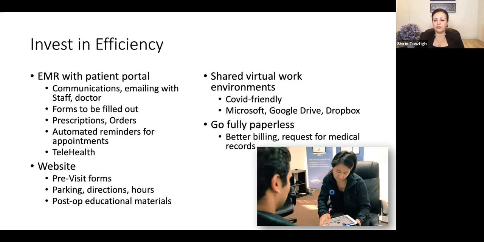In your office, there may be many who are working from home, especially during COVID times. That's okay, but make sure that you have a system where there's some type of shared virtual work environment where patient communications are shared or like memos are shared. In addition to your electronic health records, there are other options like Dropbox or Google Drives that you can use to share work-related information. And I highly recommend, if you haven't already, go fully paperless.